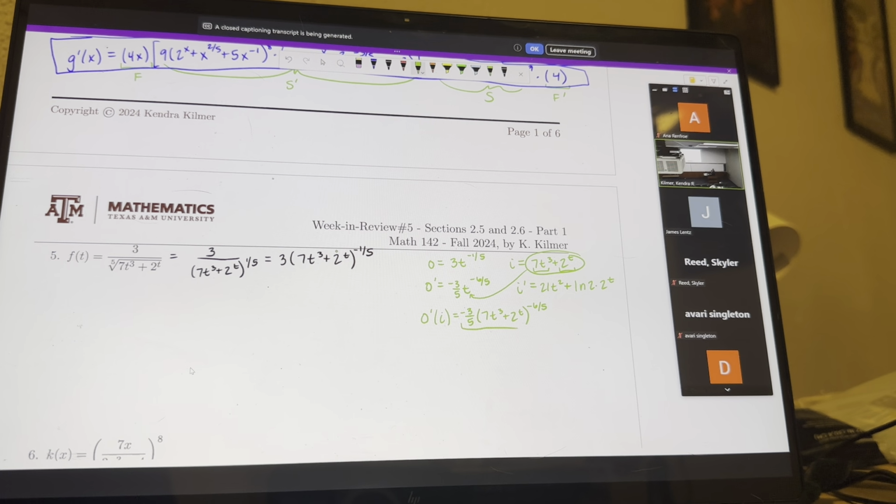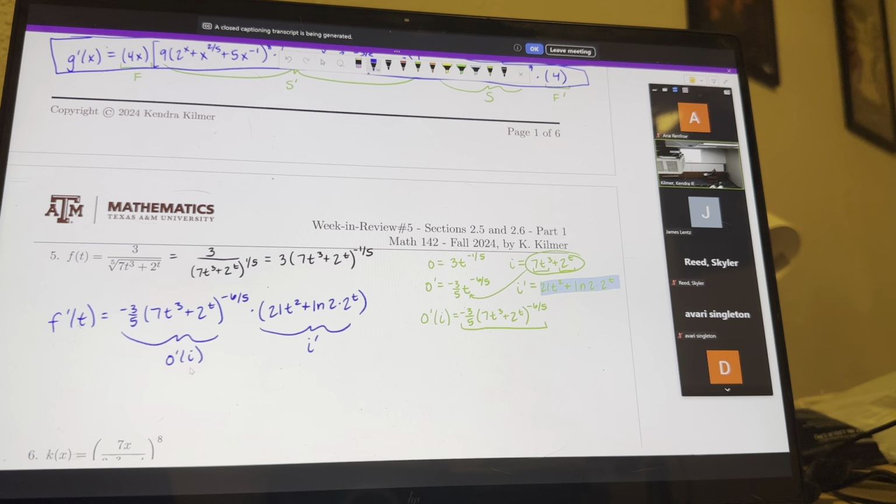So this here is the first part of the chain rule, the derivative of the outside evaluated at the inside. And then we need to multiply by the derivative of the inside. My derivative here would be negative 3/5 times 7t cubed plus 2 to the t, all raised to the negative 6/5 times the derivative of the inside, 21t squared plus the natural log of 2 times 2 to the t. So again, this right here is the derivative of the outside evaluated at the inside, and then this right here is the derivative of the inside.